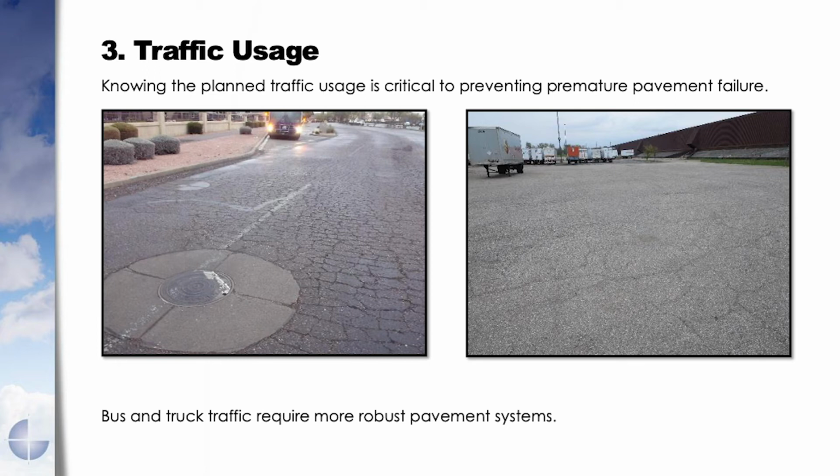you can see there's a bus drop-off area here where the city buses come and drop off people to go to the mall. Well, this bus traffic is very heavy, really hard on pavements. And so here the traffic usage didn't match the design thickness of the pavement, and it totally failed within 5 years. The photograph on the right is another example of traffic usage.